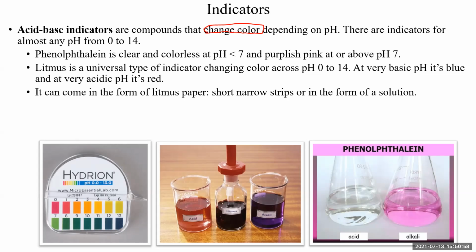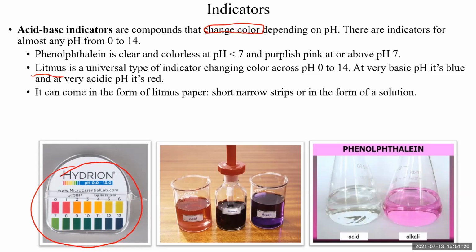There are indicators for almost any pH from 0 to 14. Some acid-base indicators only cover a narrow range, for example between pH 2 and 3, or between 8 and 9. Litmus is a combination of many different compounds, and it actually covers the full gamut from 0 to 14 pH.